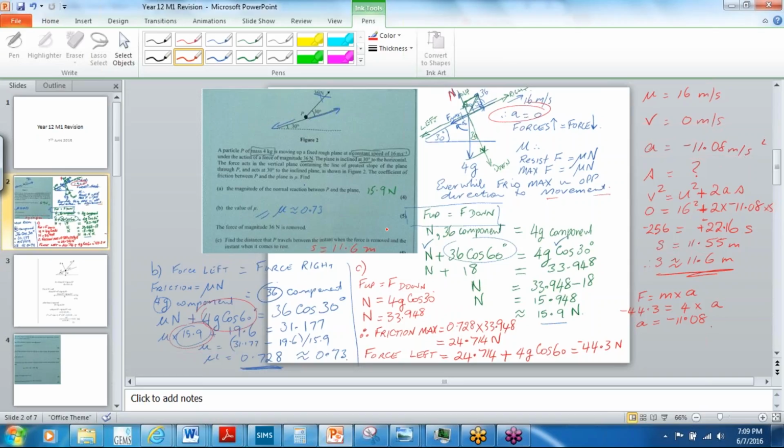Okay, so we worked on the principle of forces to the left equals forces to the right. Forces up equal forces down. Let's have a look at the answers.